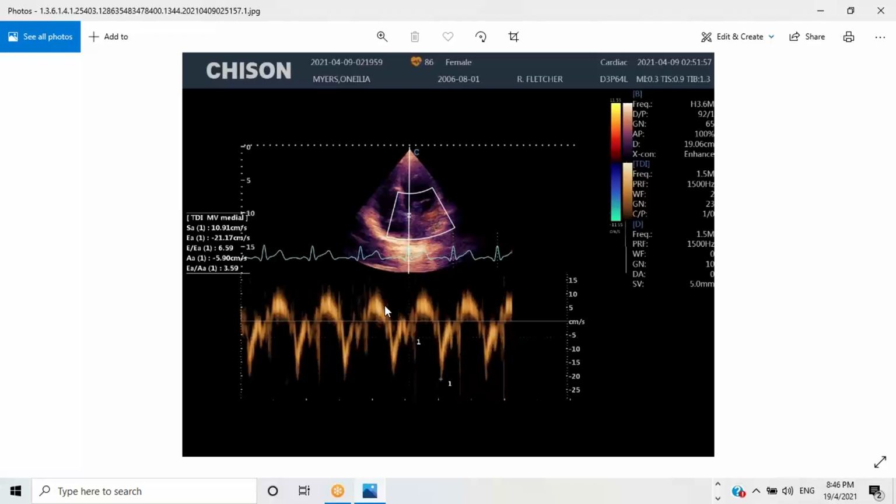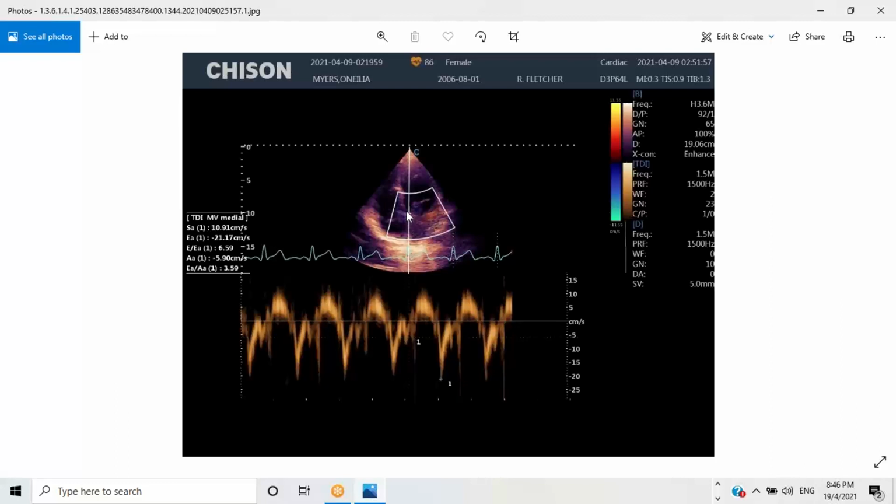envelope above the baseline, and you get two envelopes below the baseline. So what's happening? In systole, the mitral annulus moves upwards. So it moves towards the transducer. This is what we call the S prime. We're looking at the movement of the tissue at the mitral annulus. In systole, it's going to move upwards. So we get an S prime.